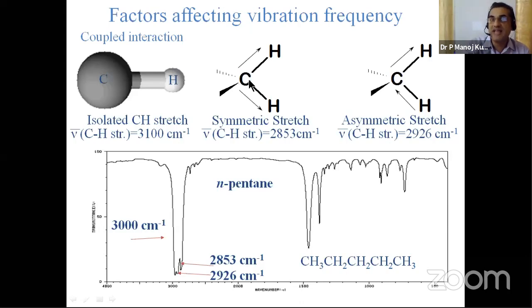For example, if you have nitrogen and two hydrogens, NH2, it can be symmetrical and asymmetric. NO2, the nitro group, with N double bond or single bond, you can have that. If you have a carbonyl group, C double bond and single bond, again you are going to have coupled vibrations.